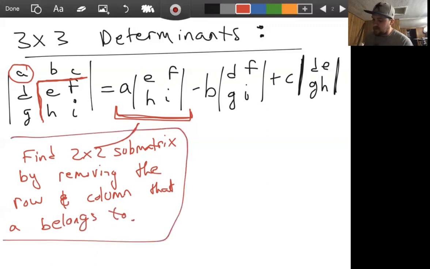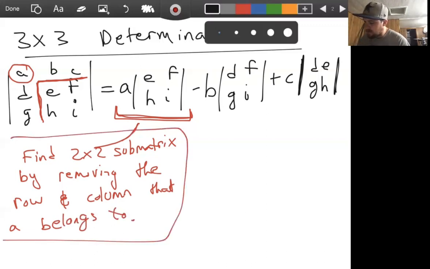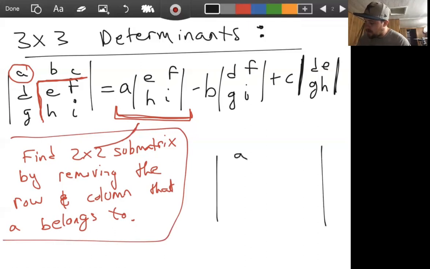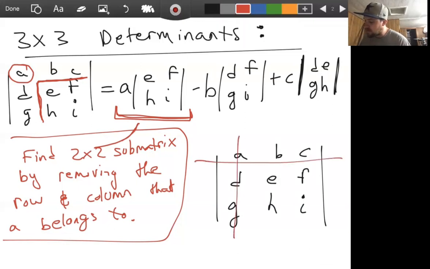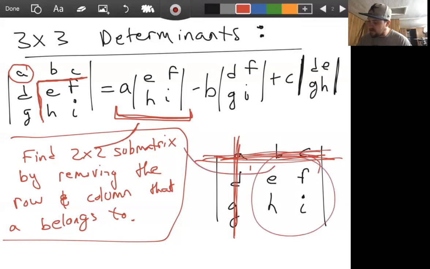Okay. And so here I'll draw another copy of our matrix down here so I can have a little more room to make marks. You take A, and then we take the row and column that contains A, and you forget about them. And you see what's left. We have a 2x2 matrix left, and that's exactly this 2x2 matrix, EFHI. And then we take its determinant.